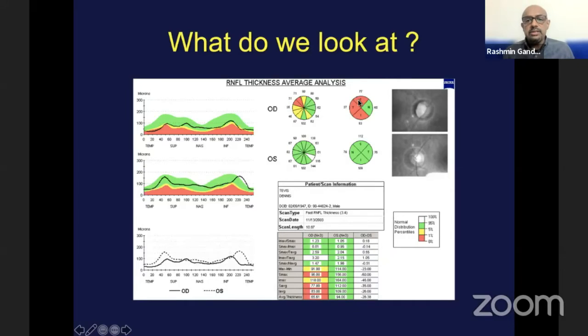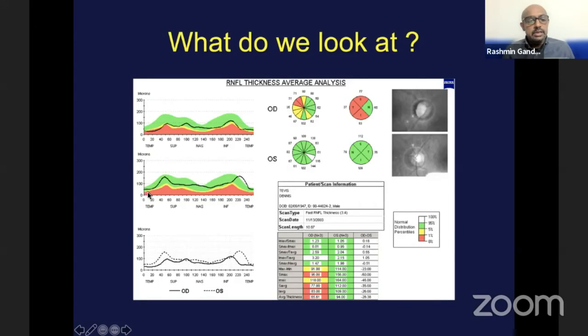Here you can see that there is a thinning of RNFL in the temporal, superior, and inferior quadrants of the right eye. While in the left eye, in this quadrant, you find that it's all green. That means the RNFL thickness is fine, except maybe there is a little increased thickness here. The same would be reflected in the graphs here. This is the comparison between the right eye and the left eye, and clearly you can see that the right eye thickness is lower than the left eye.